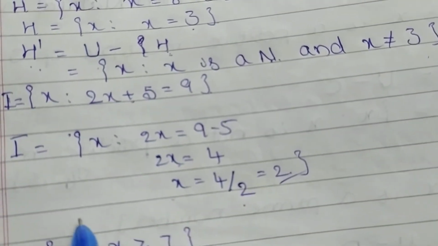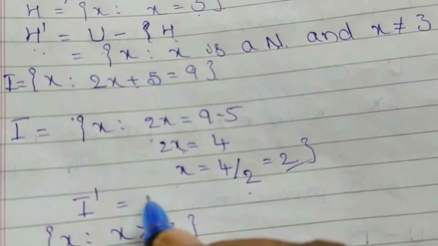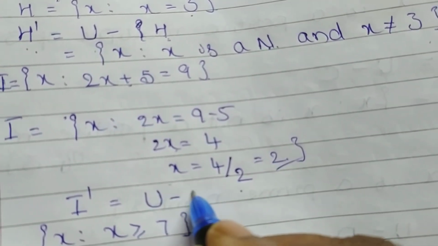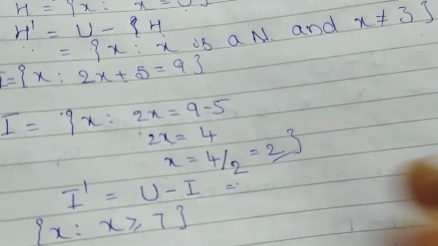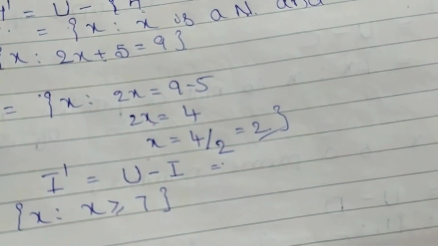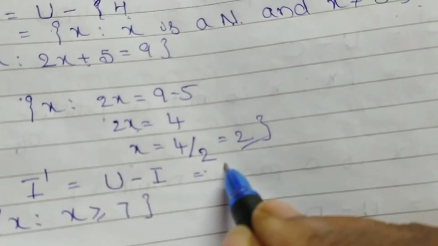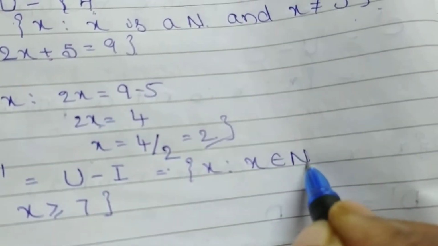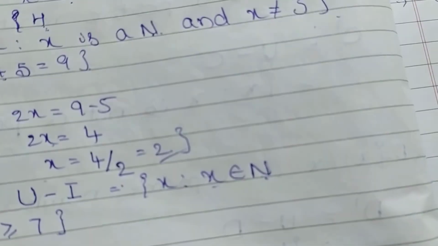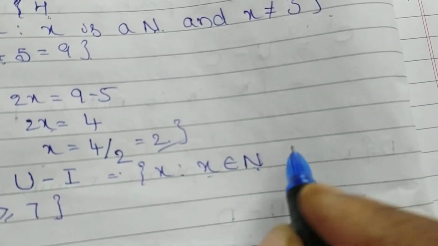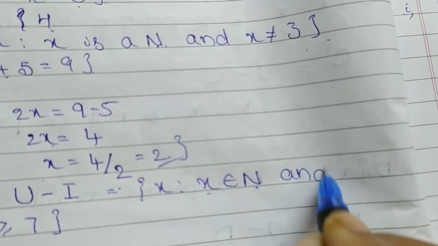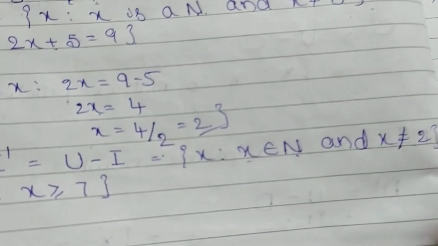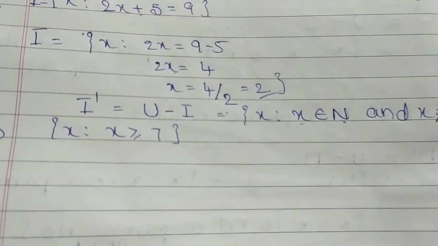I is that set. Now I want I complement, same like this. Universal set minus this set containing 2. So from the whole set of natural numbers, I should remove 2. So what can I write? x is such that x is a natural number, x belongs to N, or otherwise you can write x is a natural number and x should not be equal to 2. Other than 2, whatever numbers come will be there in this.